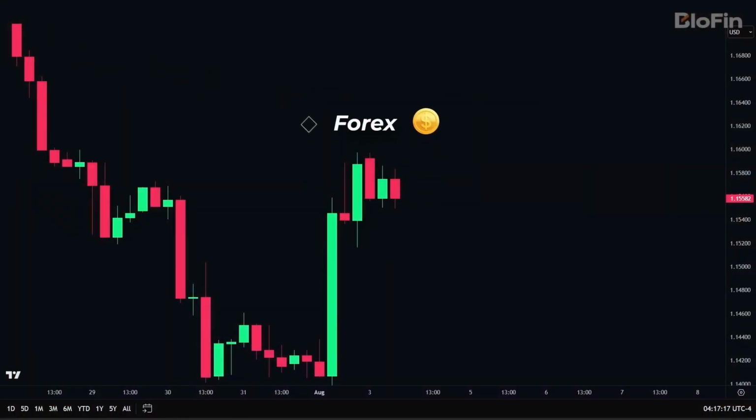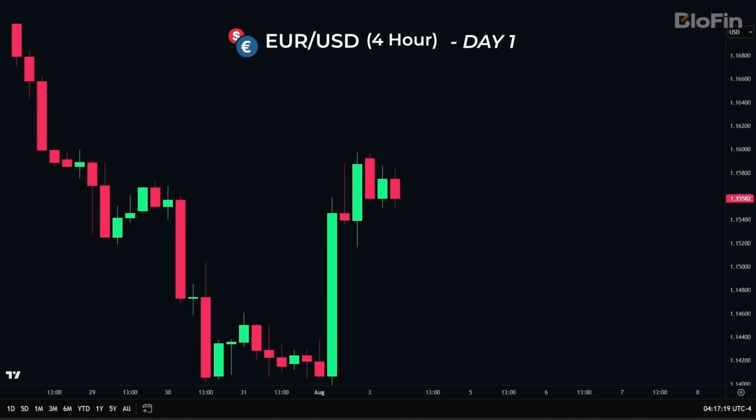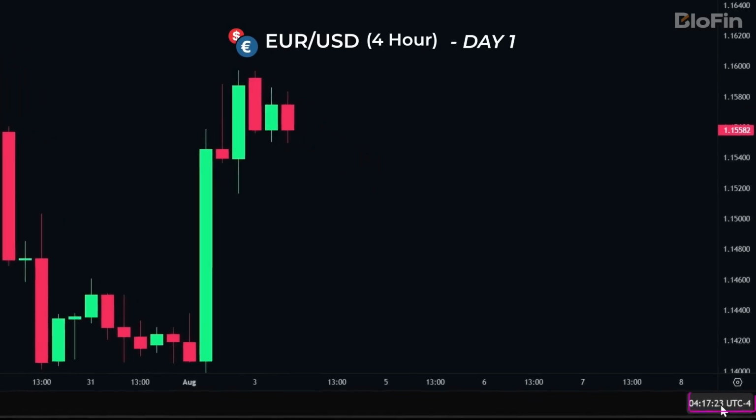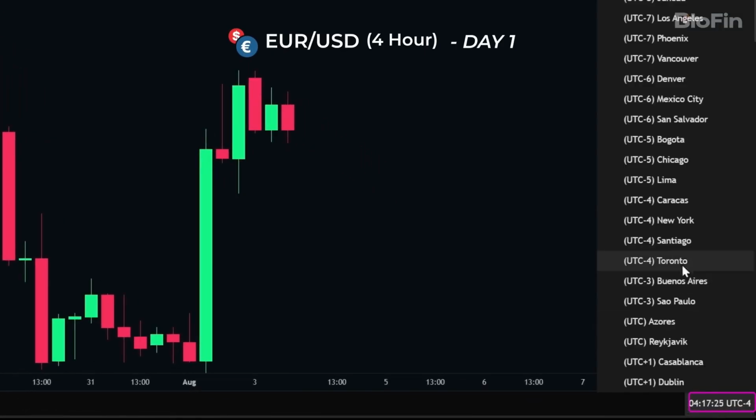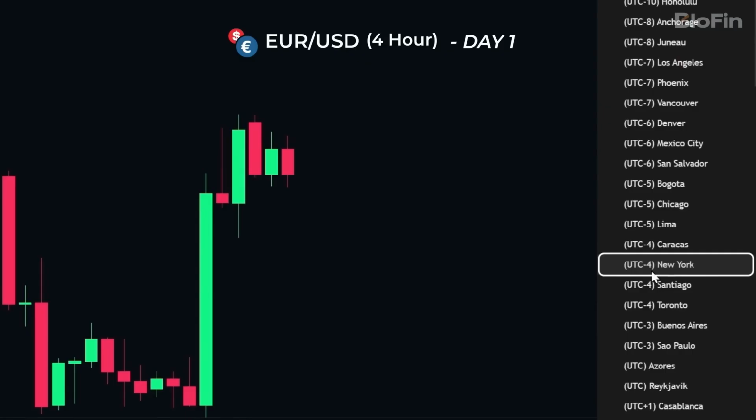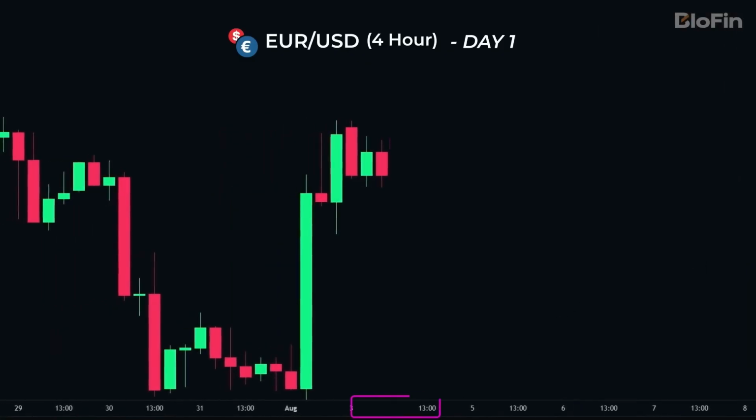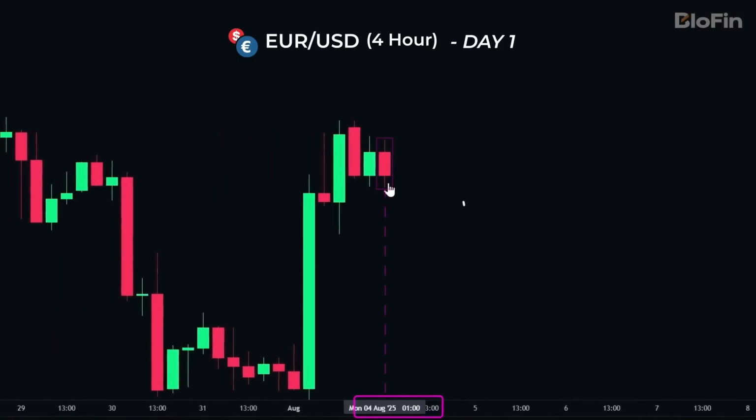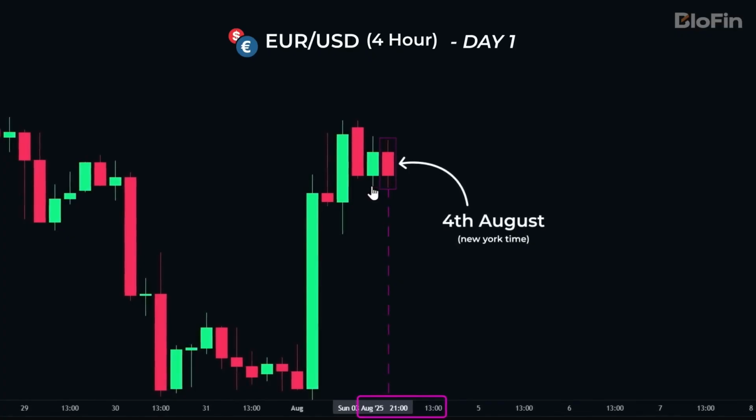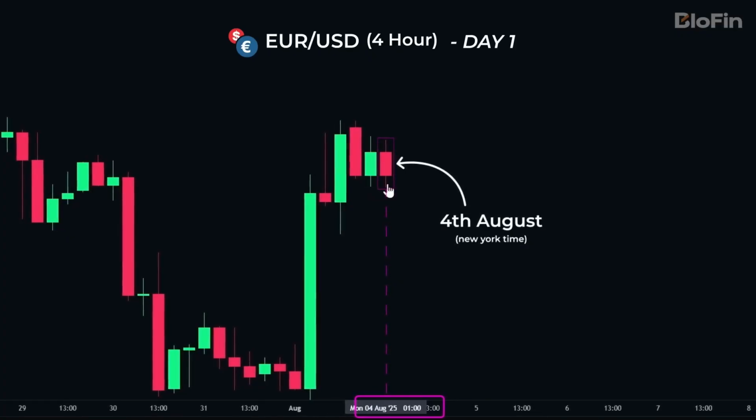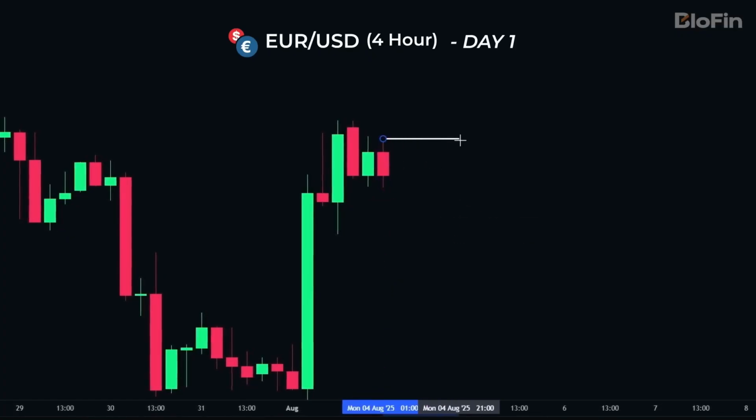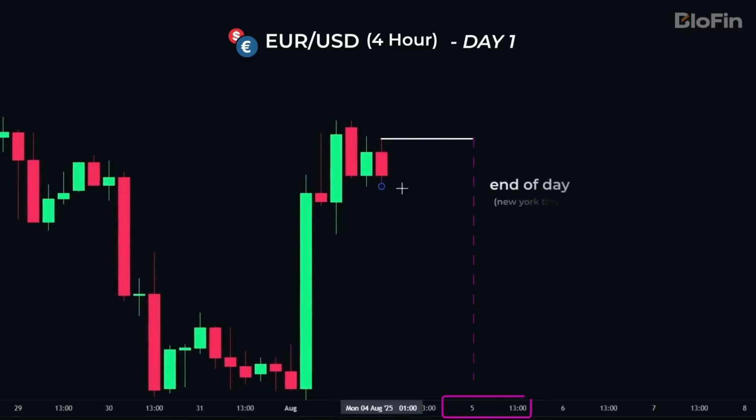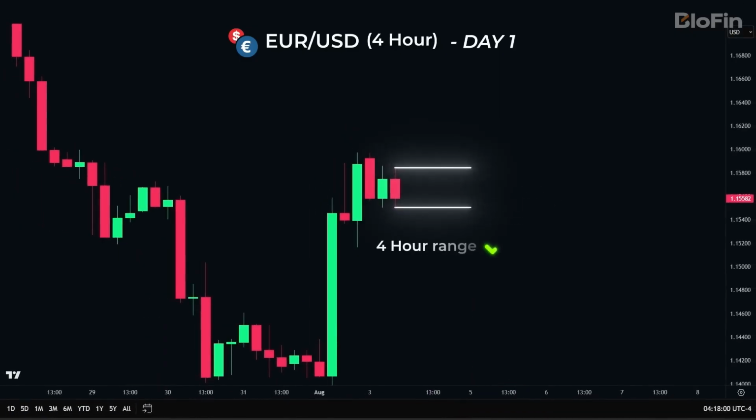So, let's see how the strategy performs on the Forex market. Here, I'm on the Euro-USD 4-hour chart. To apply the 4-hour range in Forex, it's the exact same process. Go to the time zone setting at the bottom right of the chart and select New York time. Then, find the first 4-hour candle that formed on the current date. Since it's August 4th, the first 4-hour candle that formed is this one. Simply draw a line at the high and low of that candle and extend both lines to the end of the day. So this is your 4-hour range.